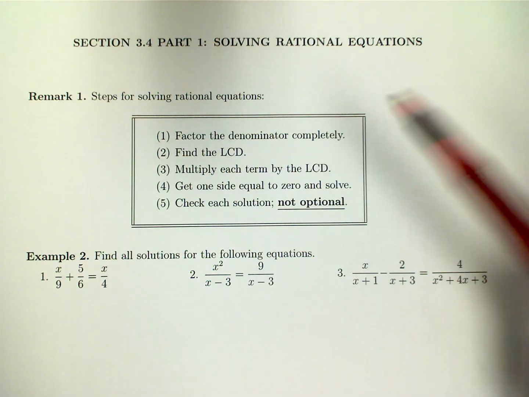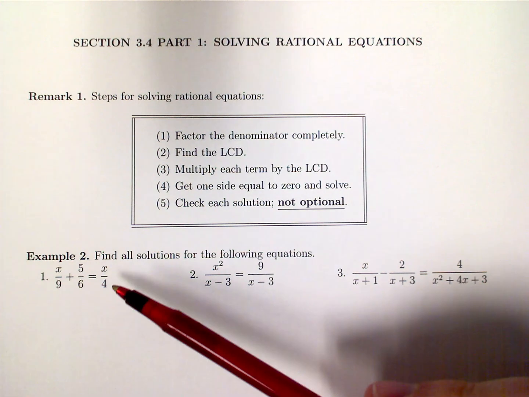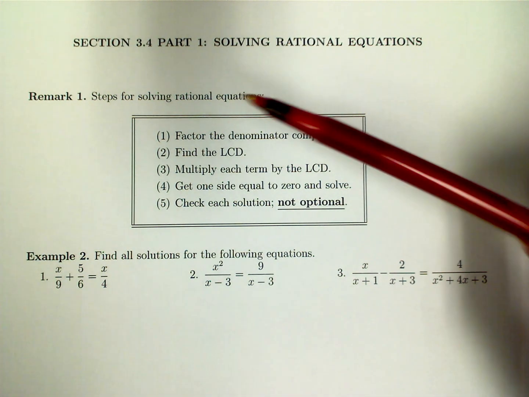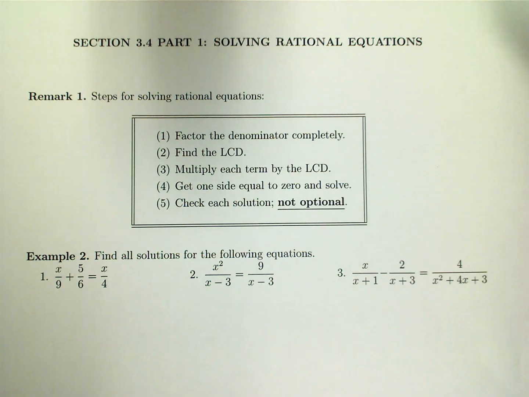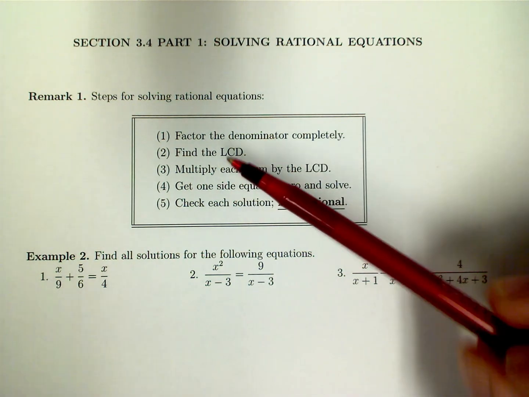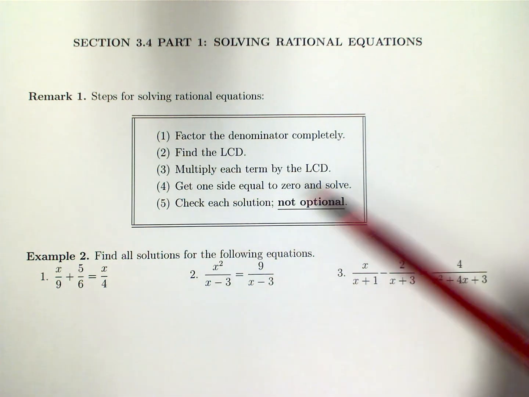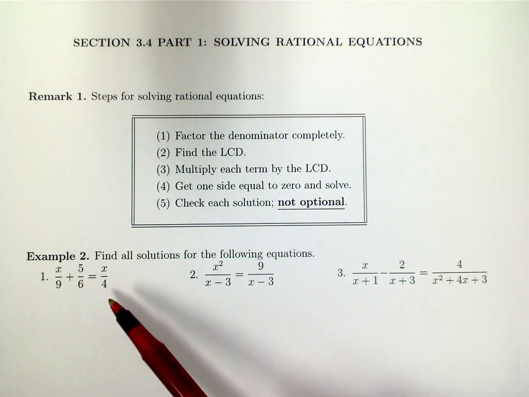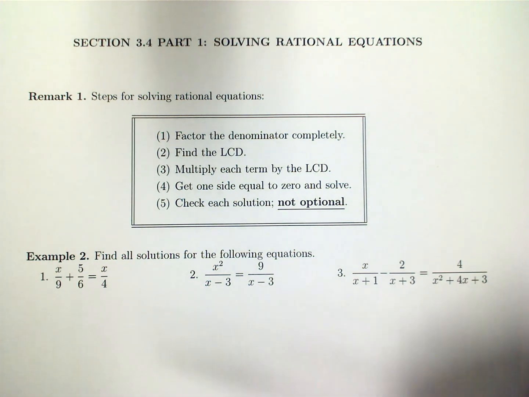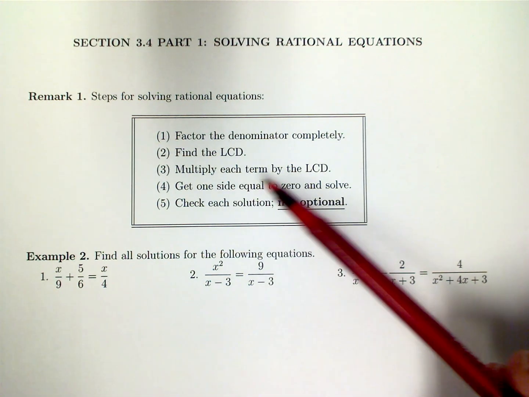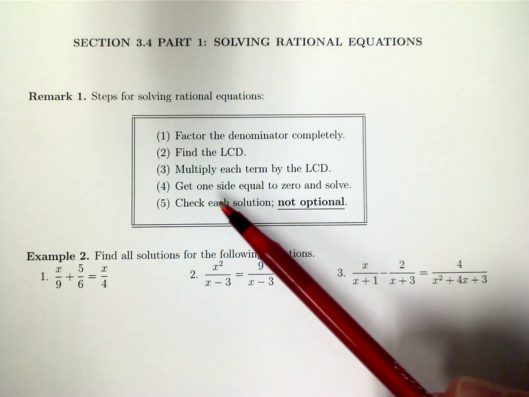And the way that we solve problems like these, like we have in 1, 2, and 3 for example, is we first want to factor the denominator completely. Then we find the LCD between all the denominators. The point of this solving method is to eliminate the denominator. Fractions are hard to deal with, so we eliminate them by multiplying through by the LCD, and we do this to each term.